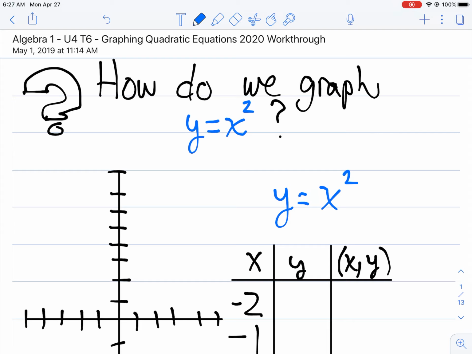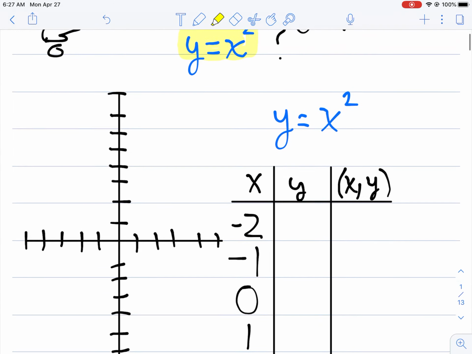So the first thing we need to talk about here is what a graph of a quadratic equation looks like. We do that by always starting out with the parent function of the family, which is the simplest function of the family. In this case, it's y equals x squared. So we're going to graph this first down here on this coordinate plane.